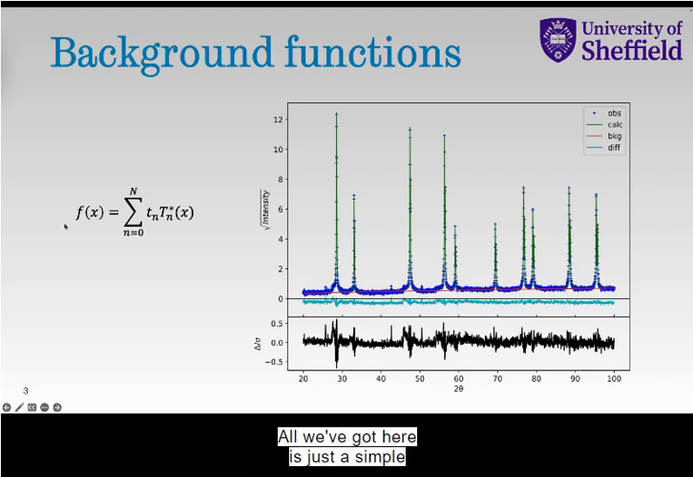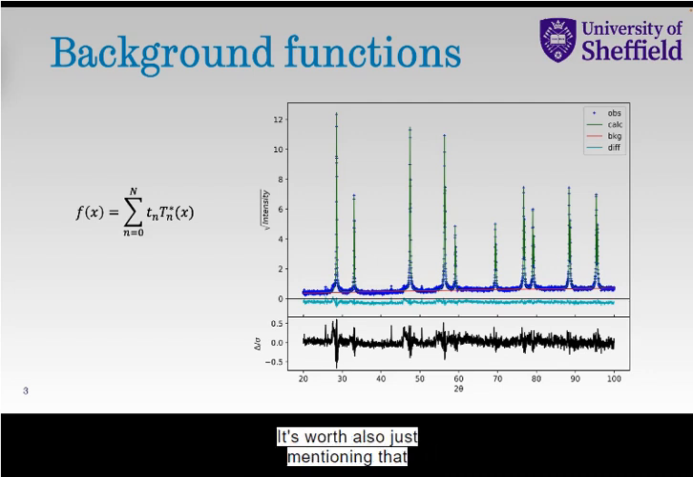All we've got here is just a simple mathematical expression that shows our background function is equal to the sum of a number of terms, each of which has a parameter associated with it. And so what we could do is change the number of terms in the polynomial that we're expanding, and change each of those parameters associated with it. So when we do our refinement, what we'll want to think about is how many terms we're including. And this will be important for capturing the subtle features potentially that we might see within the background.